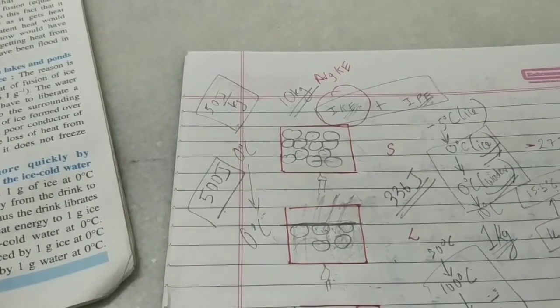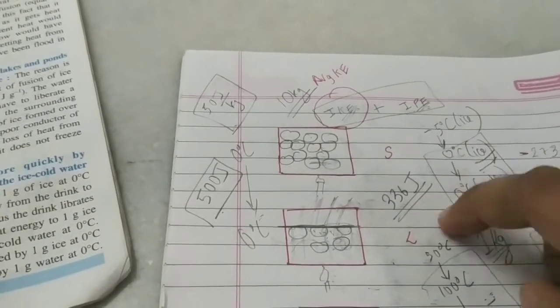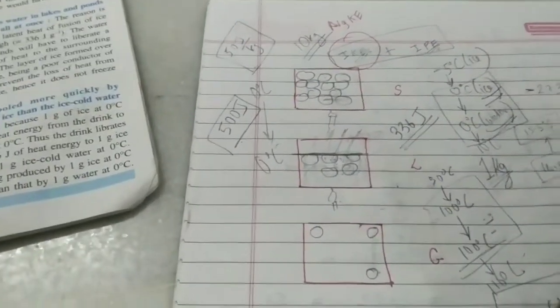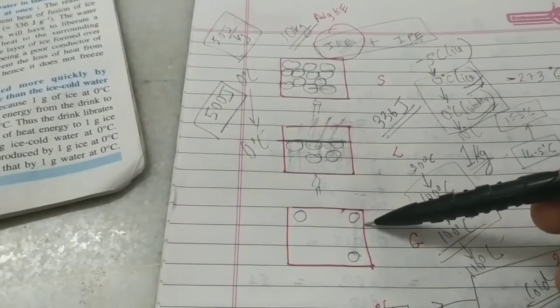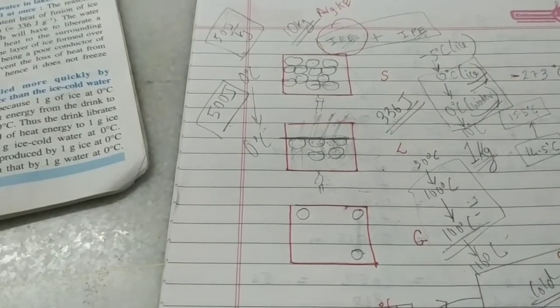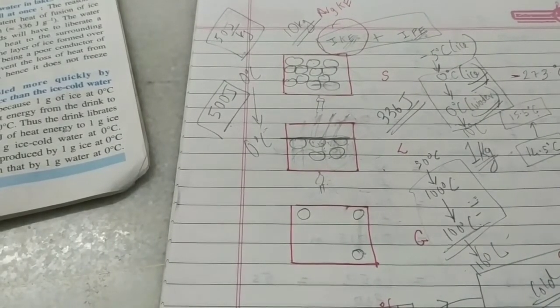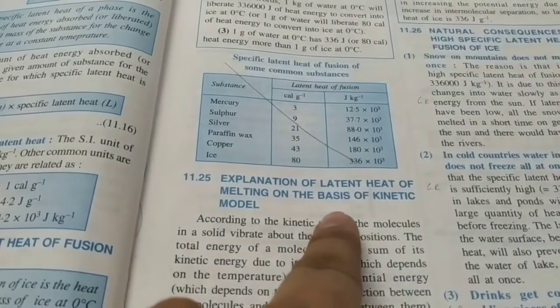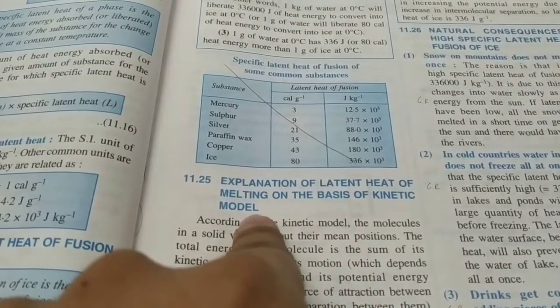And there are some consequences of this high latent heat of fusion of ice. In fact, water has high latent heat of vaporization also. Boiling water is also not so easy, but that is not in our syllabus. So let's talk about the consequences of high specific latent heat of fusion of ice. First of all, the explanation of latent heat on the basis of kinetic energy and kinetic model I've already explained.